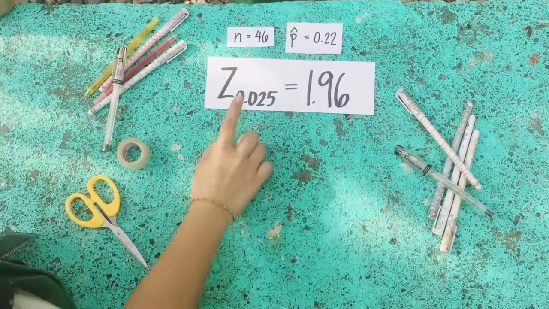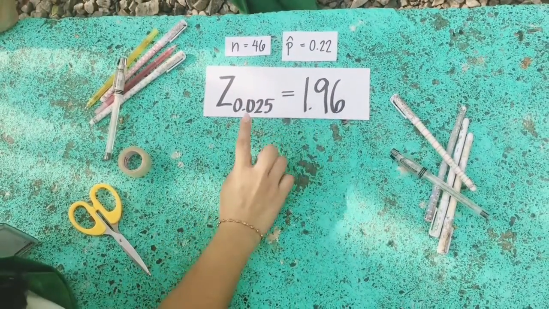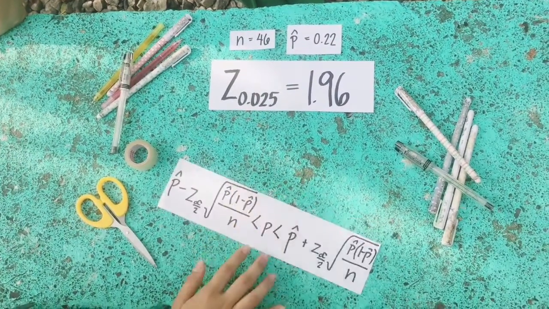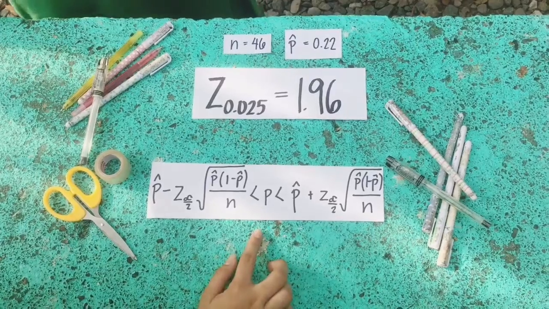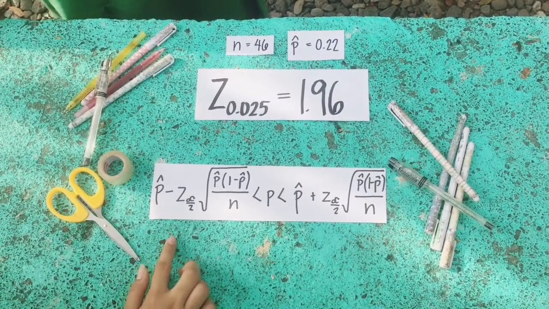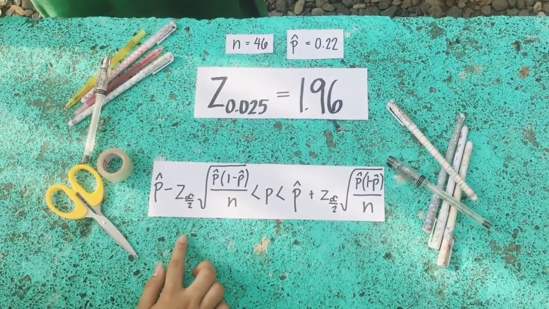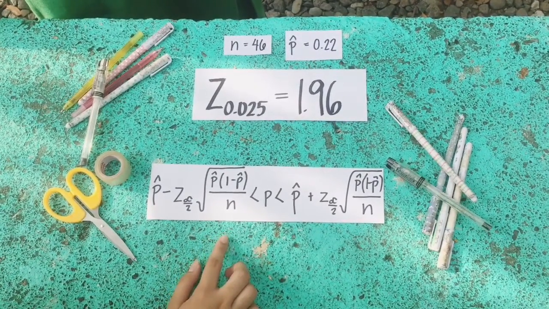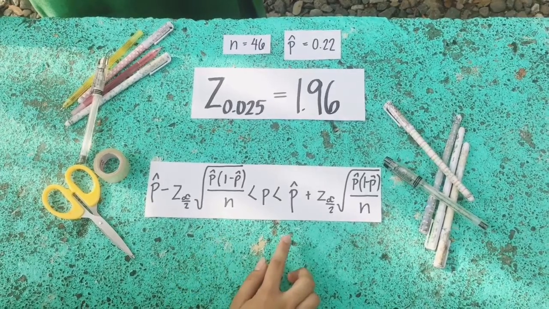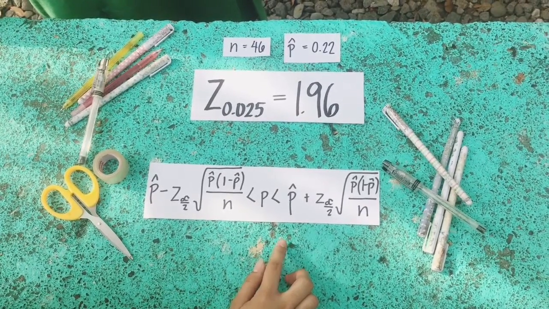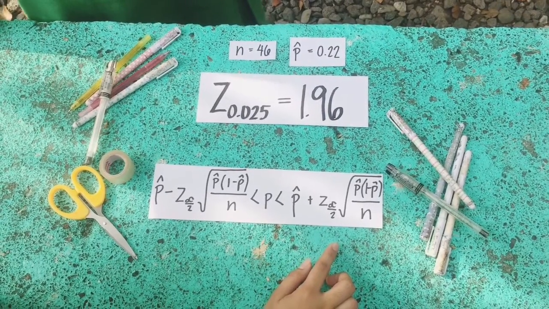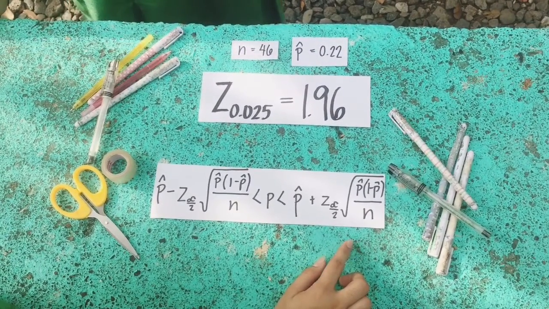Since we already have the values for each given, we are now going to substitute them in this equation. P is greater than p hat minus z alpha over 2 times the square root of p hat times the quantity of 1 minus p hat all over n, but is less than p hat plus z alpha over 2 times the square root of p hat times the quantity of 1 minus p hat all over n.